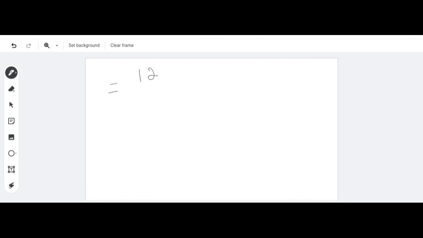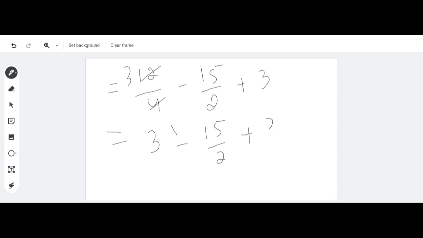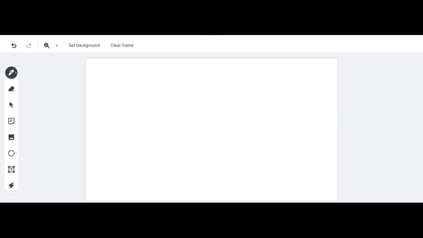12 by 4 minus 15 by 2 plus 3. We can do the shortest form, right? Yes, we can. 4 ones are 4, 4 threes are 12, so it will become 3 minus 15 by 2 plus 3. Now these two 3s will be added. This is a plus and this 3 also has the plus. Minus is with the minus 15. I will move to the next page. Then it will look like 6 minus 15 by 2.